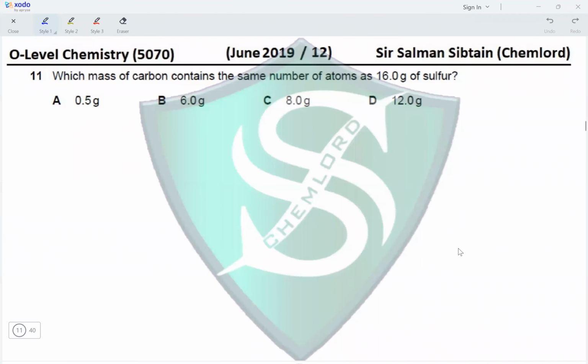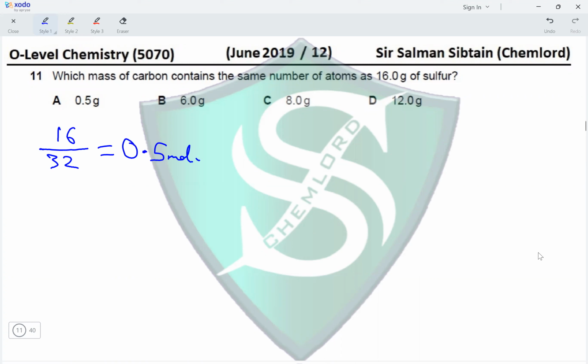Hi guys, this is O-Level Chemistry, paper 12, June 2019, question 11. Which mass of carbon contains the same number of atoms as 16 grams of sulfur? So for that, we need to find out the number of moles in 16 grams of sulfur. That would be 16 divided by the Ar of sulfur, which is 32. This gives us 0.5 moles.